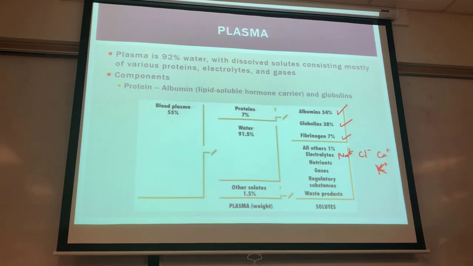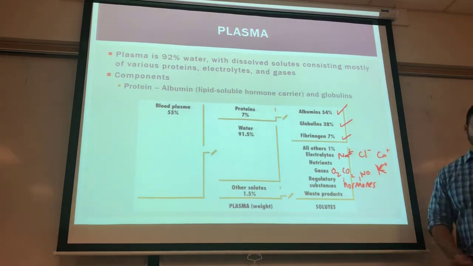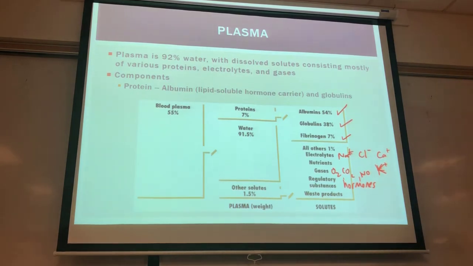Nutrients would be our vitamins, our minerals, glucose, that's present as metabolic substrates. Gases would be O2, CO2, gas exchange. Also a very, very minute amount of nitric oxide, which we already learned is a vasodilator. Regulatory substances would be your hormones. And then other waste products, things that we don't necessarily use, that is eliminated by our urinary system.